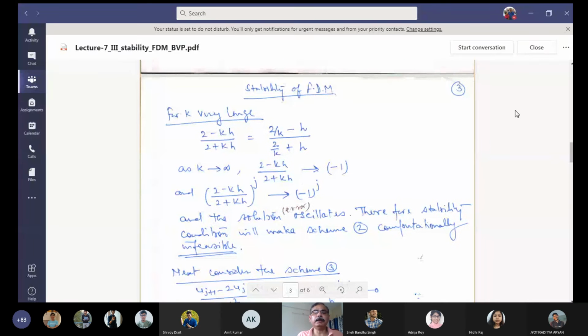Now, if k is very, very large, then we divide by k. So it is (2 by k minus h) divided by (2 by k plus h). So immediately as k approaches infinity, you see this goes to minus h upon h or minus 1. And that will be minus 1 to power j once you take the power j. And this oscillates always. Is that right? Yes, sir. So it is not computationally possible to proceed further. There is no way we can put a restriction of that type. Right?